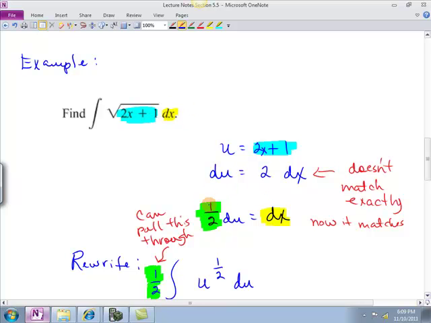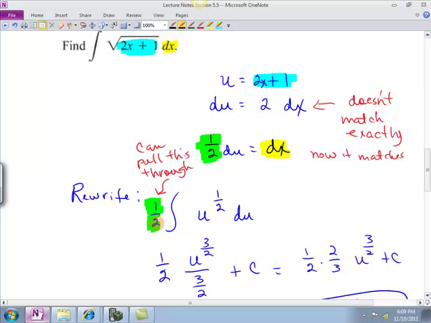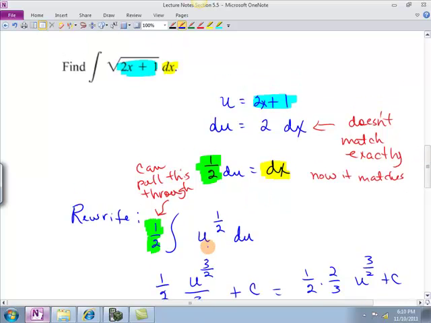But I've got this 1/2, so when I rewrite, that 1/2's got to be in my problem. But since it's a constant, what can you do with constants? Pull them through the integral sign. So when you rewrite your problem, you can write it as 1/2 the integral of u to the 1/2 du. And I've taken care of everything.